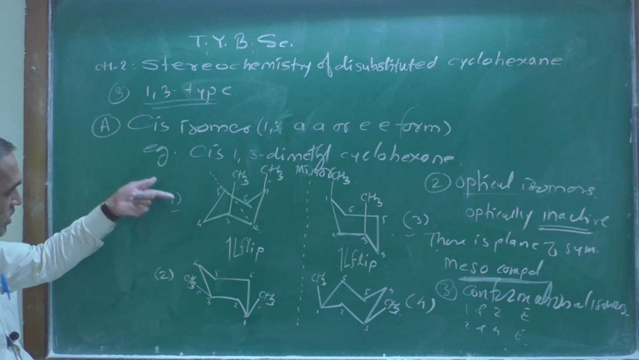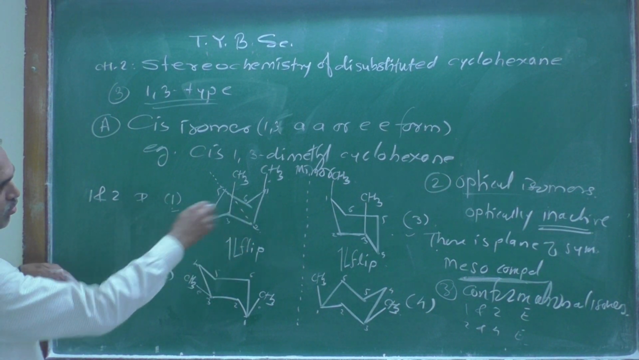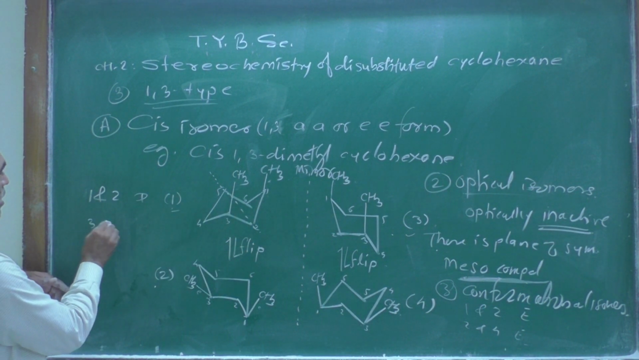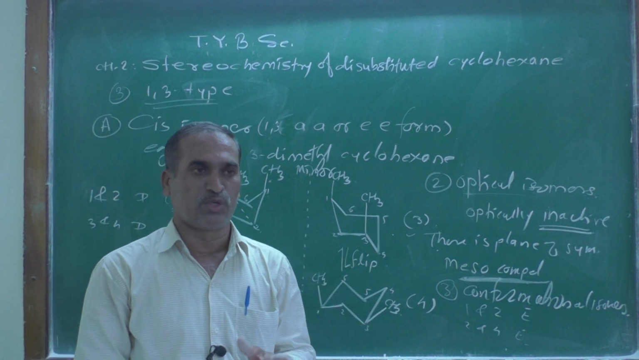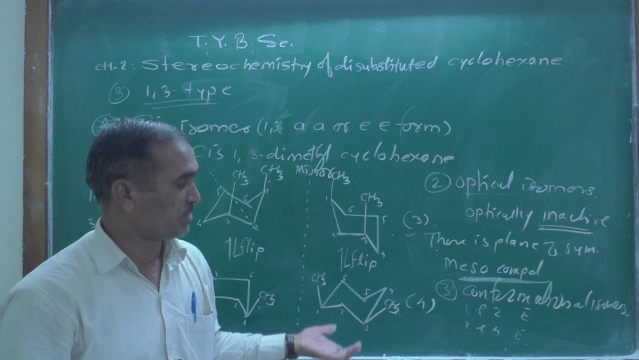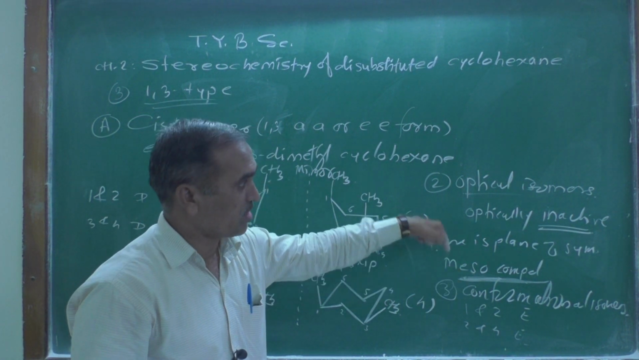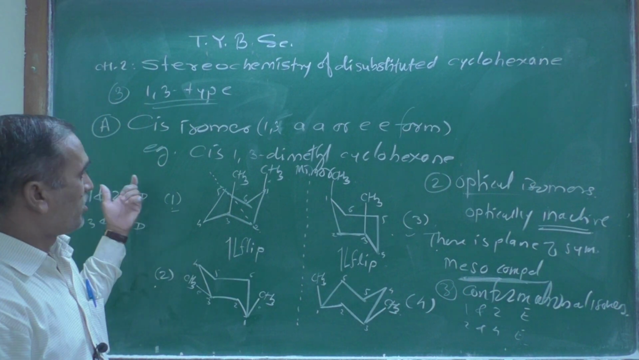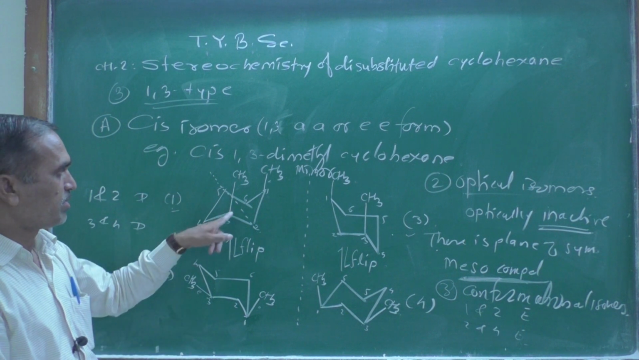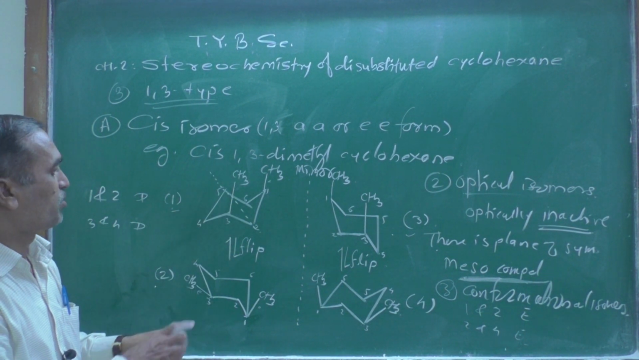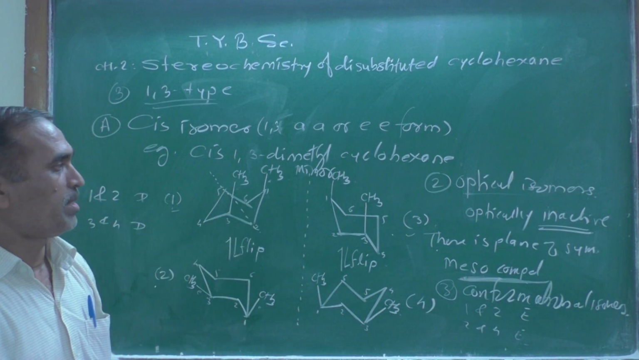And what is the relationship between 1 and 2? They are diastereomers. Similarly 3 and 4 are diastereomers. Enantiomers, you know, are non-superimposable mirror images of each other. But here this compound is a meso compound, and that's why it is optically inactive in nature. Diastereomers are totally different in their reactivities. Next we are going to talk about the relative stability of these conformations.